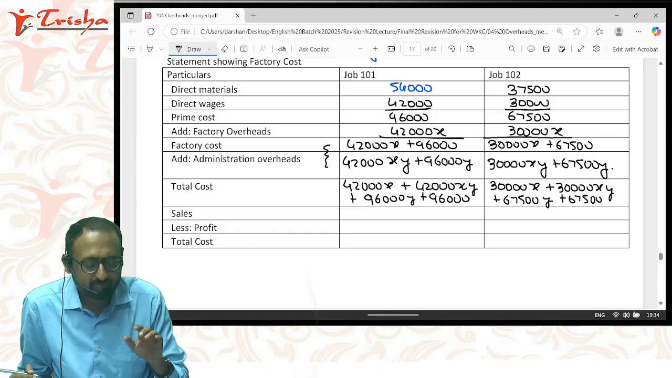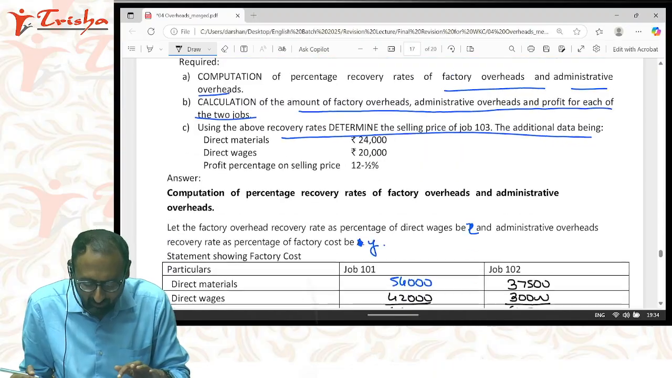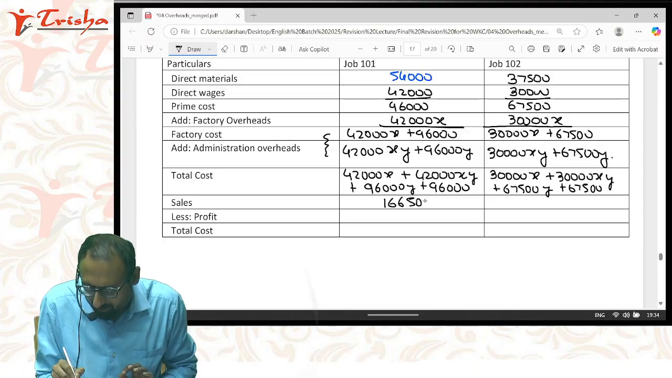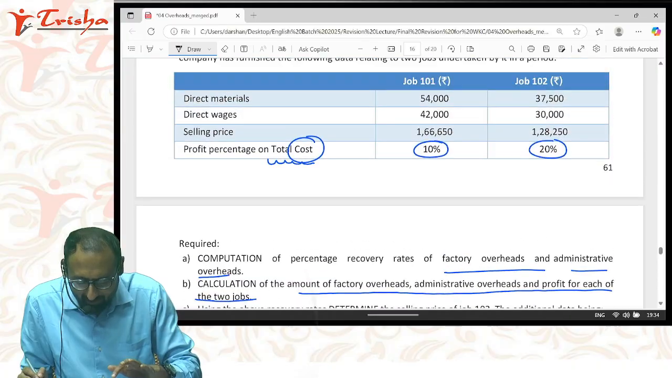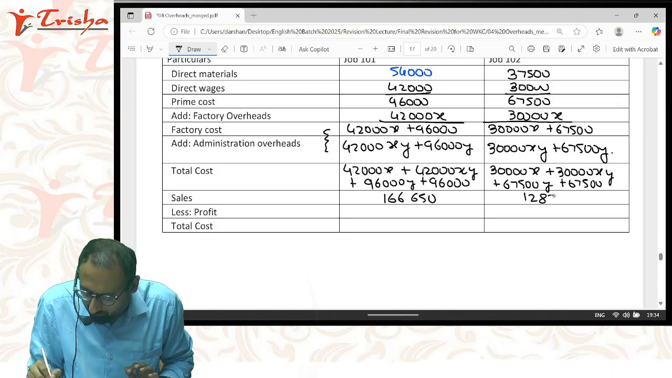Now, sales is given in the question, Sarji. How much is the sales given in the question? You can read that question. 166,650. Correct, guys? In the first scenario, 166,650, and in the second scenario, sales is given as 128,250.